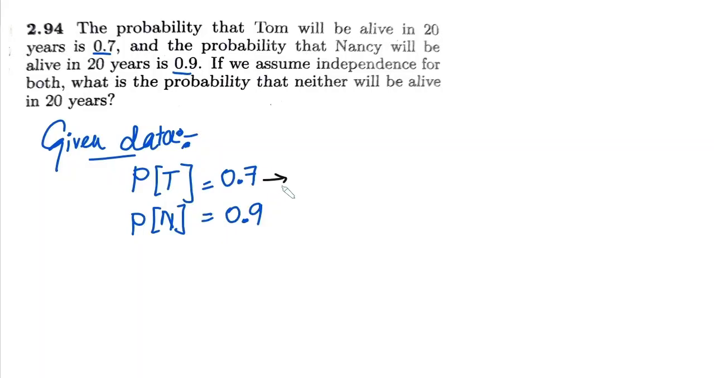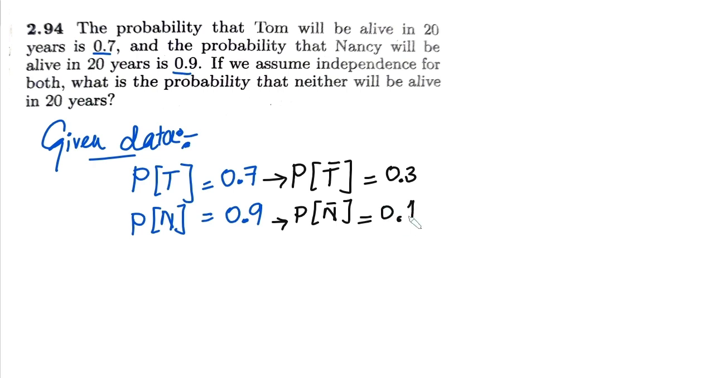We can also find out that the probability that Tom will not be alive in 20 years would be 1 minus 0.7, because that is basically the complement of this probability. So 1 minus 0.7 is 0.3, and similarly the probability that Nancy will not be alive in 20 years would be 1 minus 0.9, so it would be 0.1. Okay, so we have found out these two probabilities as well. Remember, both the events are independent of each other.